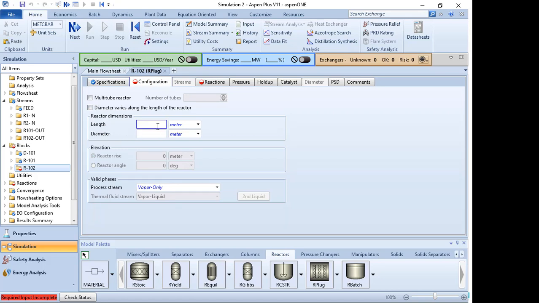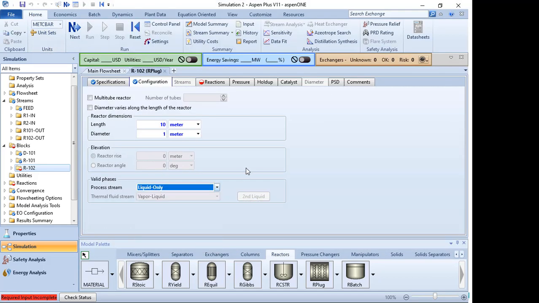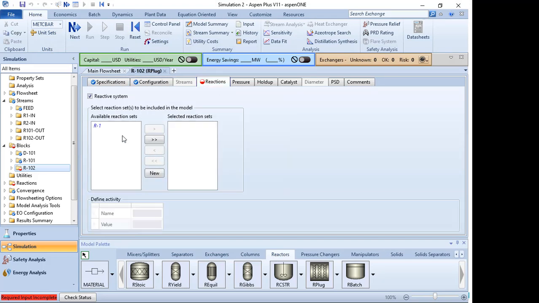The length is 10 meters and the diameter is 1 meter. Don't forget to change the process into liquid only. For the reaction, we already have R1 here. Since the reaction is the same as in the CSTR, you can just move it to the right. You can define many reactions in Aspen Plus, and you can choose which reaction you are going to use at the different reactors. Since the reaction is the same, you can just move it to the right.